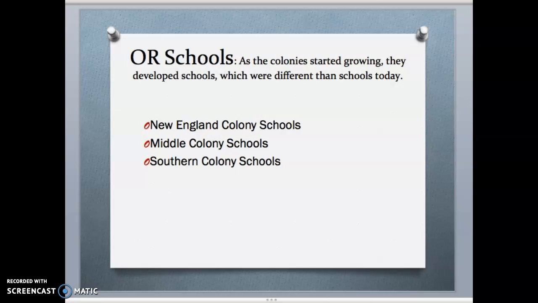So I was looking back at my research and I noticed that I learned about New England colony schools, middle colony schools, and then southern colony schools. So in my notes, they are very organized by region. And each regional area had different school issues that were all different from today. So I could make each of those a subtopic and talk about how New England colony schools were different, how middle colony schools were different, and how southern colony schools were different.